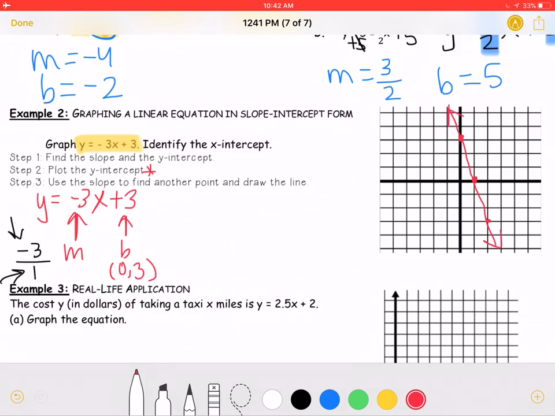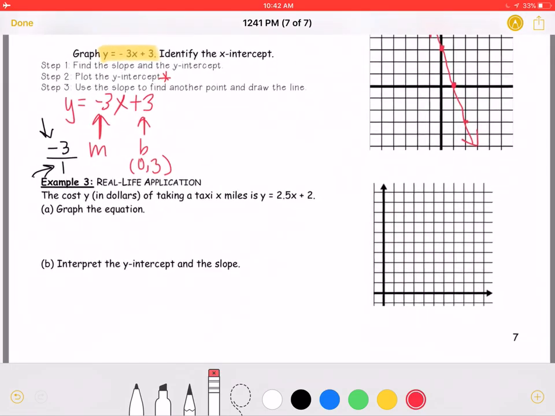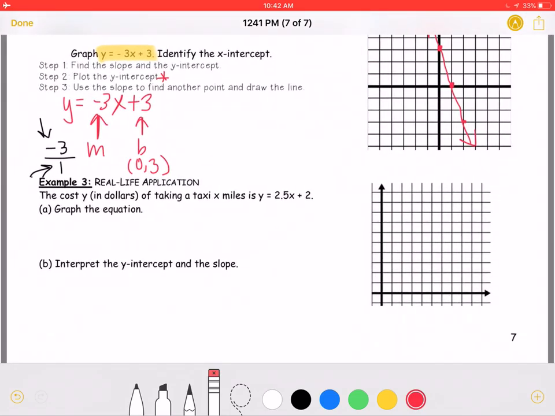So now we just graphed that equation. So that's it, we're done. Let's look at example 3 here. Real life application. The cost y in dollars of taking a taxi x miles is y equals 2.5x plus 2. We want to graph this equation.